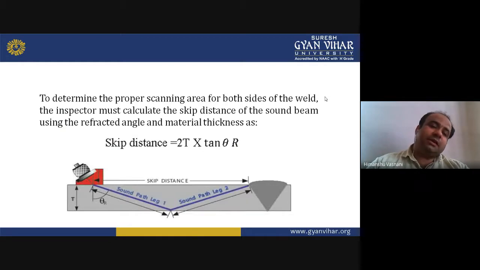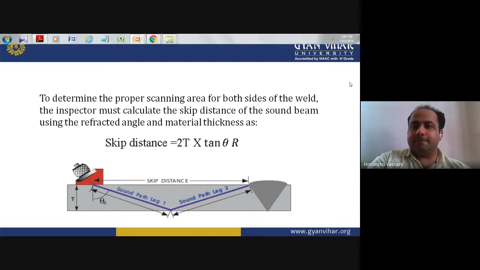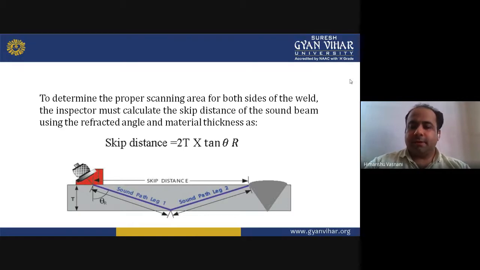To determine the proper scanning area for both sides of the weld, the inspector must calculate the skip distance of the sound beam using the refracted angle and material thickness. Skip distance equals twice t times tan theta r. This is the formula for the skip distance, the horizontal distance shown from the transducer to the starting of the welding zone.